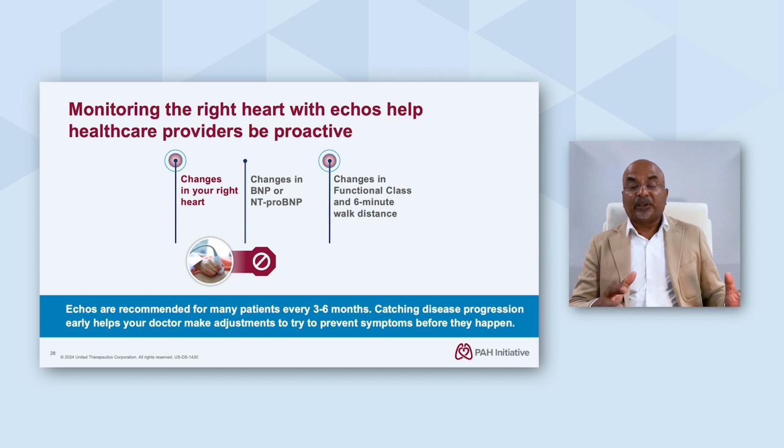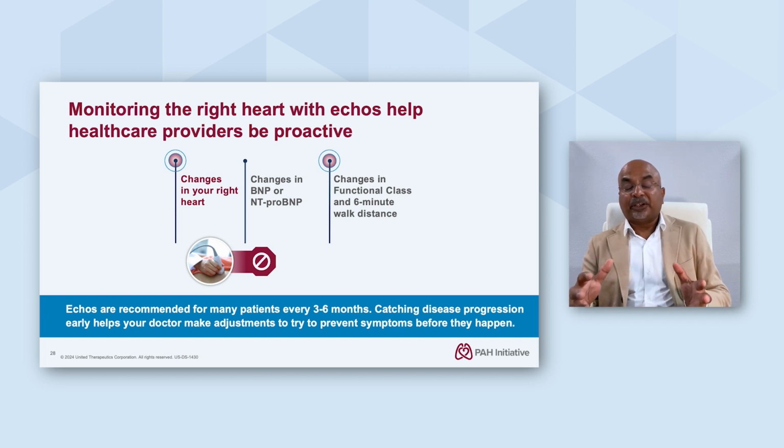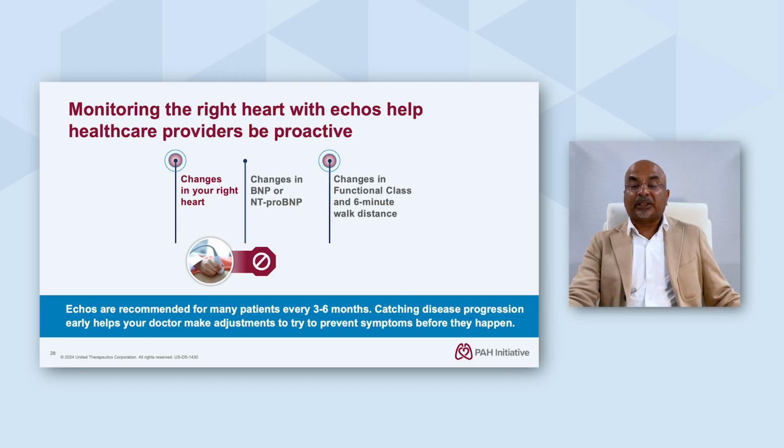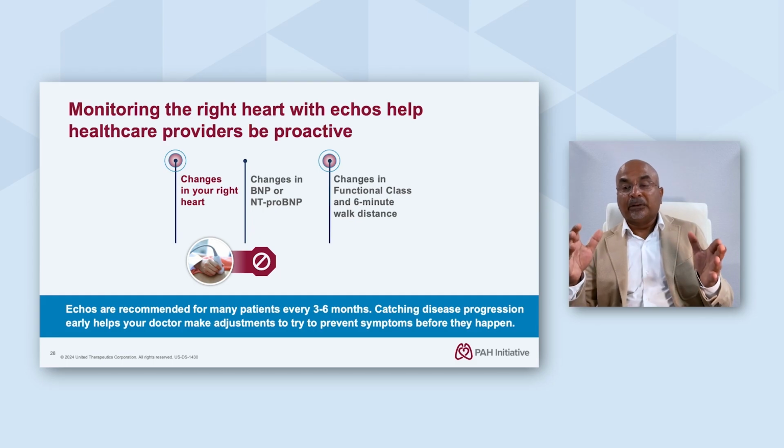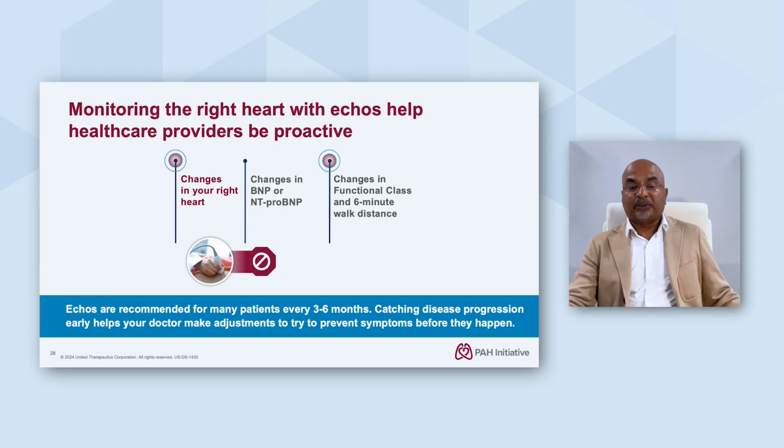Changes in the right side of the heart in parallel with changes in the BNP or NT-proBNP, along with functional class and 6-minute walk distances, helps to make a very good objective assessment of the right side of the heart. Echocardiograms are recommended for patients every 3 to 6 months. Catching disease progression early helps the doctor make adjustments to try to prevent symptoms before they happen.